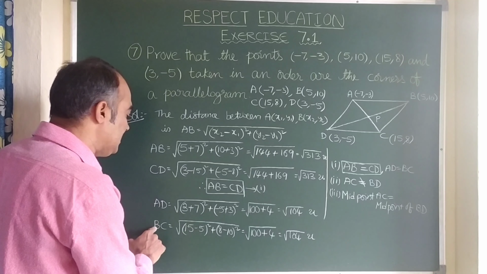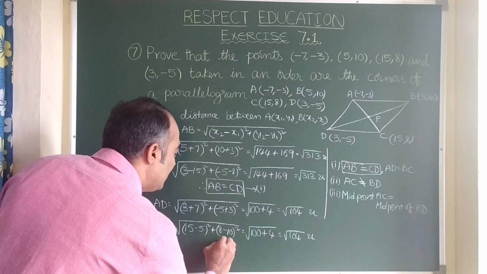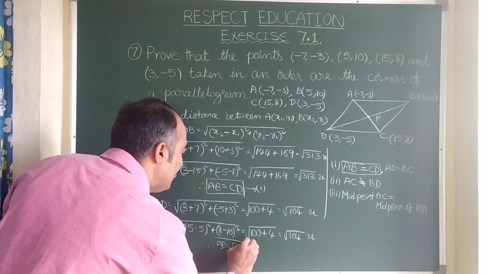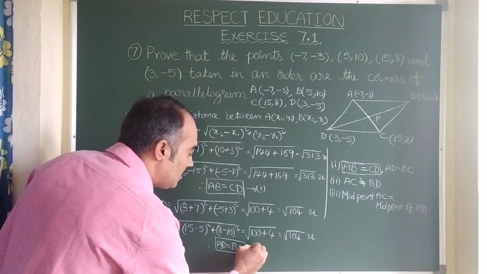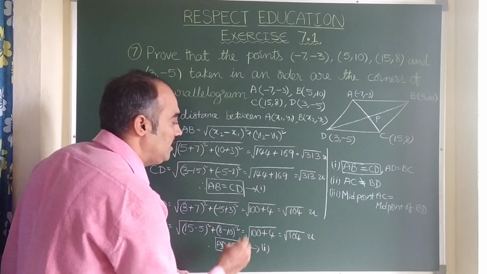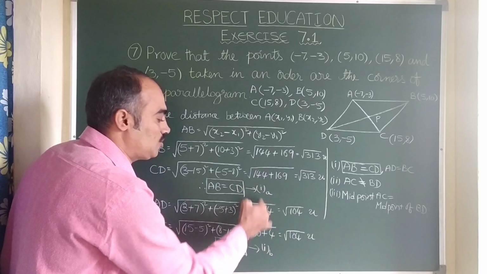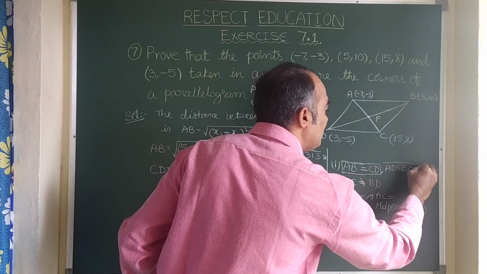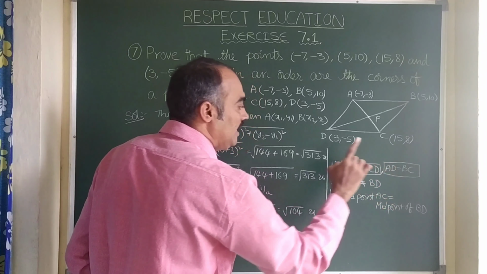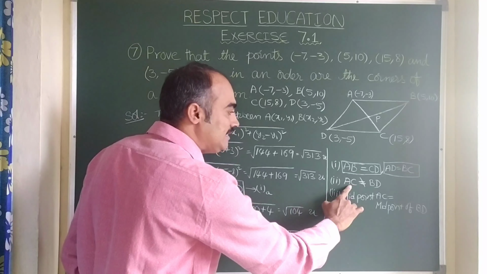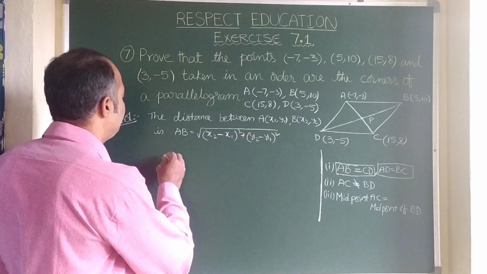Here you see AD is equal to BC. Both the values are same. Therefore AD is equal to BC. As it is the first condition, I am taking this also as first one only: this one is first one A, this one is first one B. By these two, this first verification gets completed. Now we are going to verify AC not equal to BD, right? Now AC.